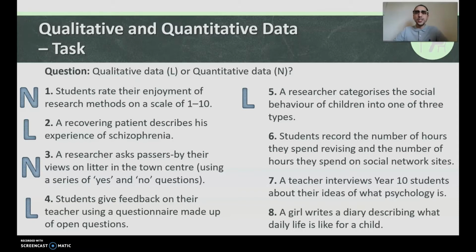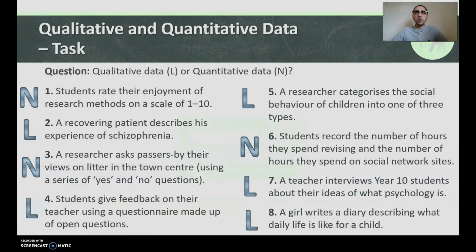Number 6. Students record the number of hours they spend revising and the number of hours they spent on social network sites. Number of hours, that's definitely going to be quantitative data. Number 7, a teacher interviews Year 10 students about their ideas of what psychology is. That's most likely going to be in words, it's not going to be in categories, so that's most likely to be qualitative data. And then finally, a girl writes a diary describing what daily life is like for a child. Again, that sounds like qualitative data. Lovely, there we go.